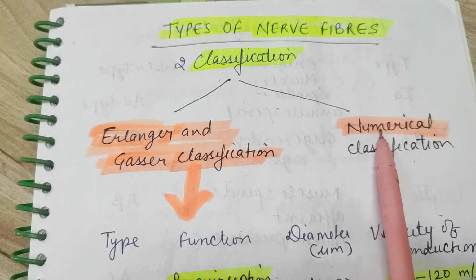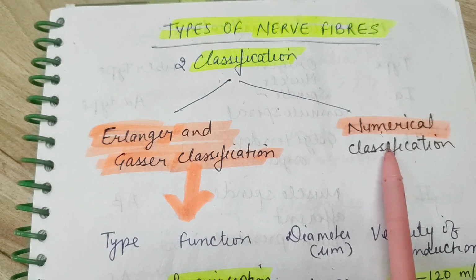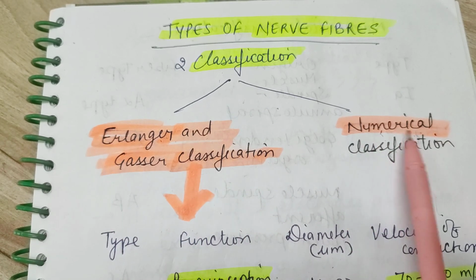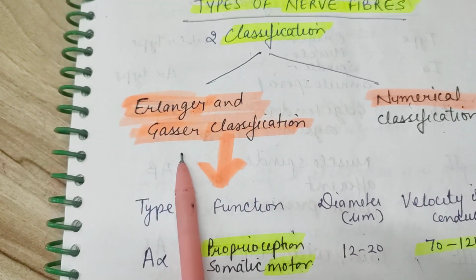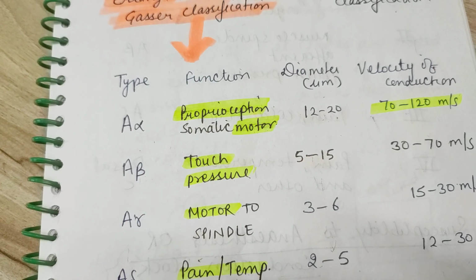Along with that, you should have an idea of which nerve fibers are susceptible to hypoxia, to pressure, and to conduction block. So this we will cover at the last moment. Starting with the Erlanger and Gasser classification and the numerical classification, we'll start with the Erlanger and Gasser classification. Erlanger and Gasser classification is basically the ABC classification.